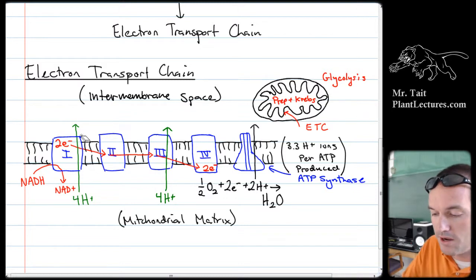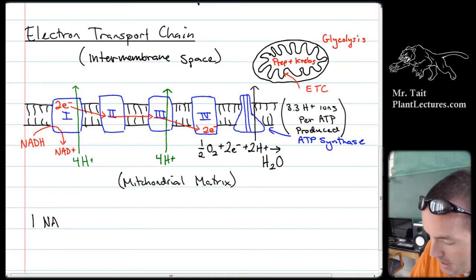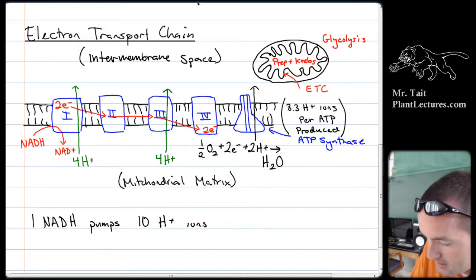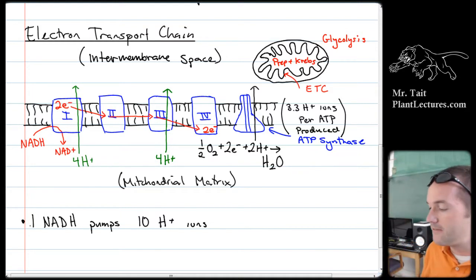10, right? 4 here, 4 here, 2 there, right? So per 1, we can say that we have a ratio here of 1 NADH is able to pump 10 H+ ions. Okay? But the difference is FADH2 is going to enter at a slightly different spot.